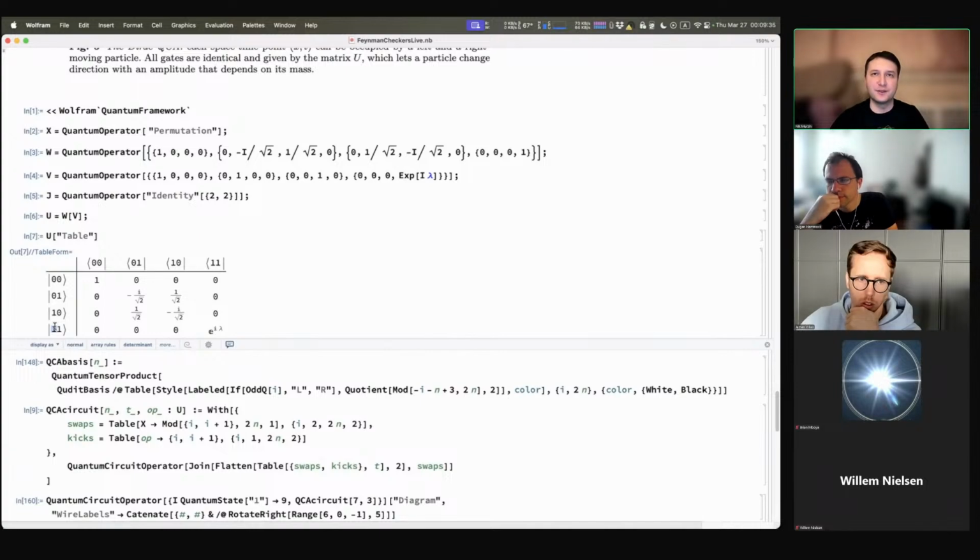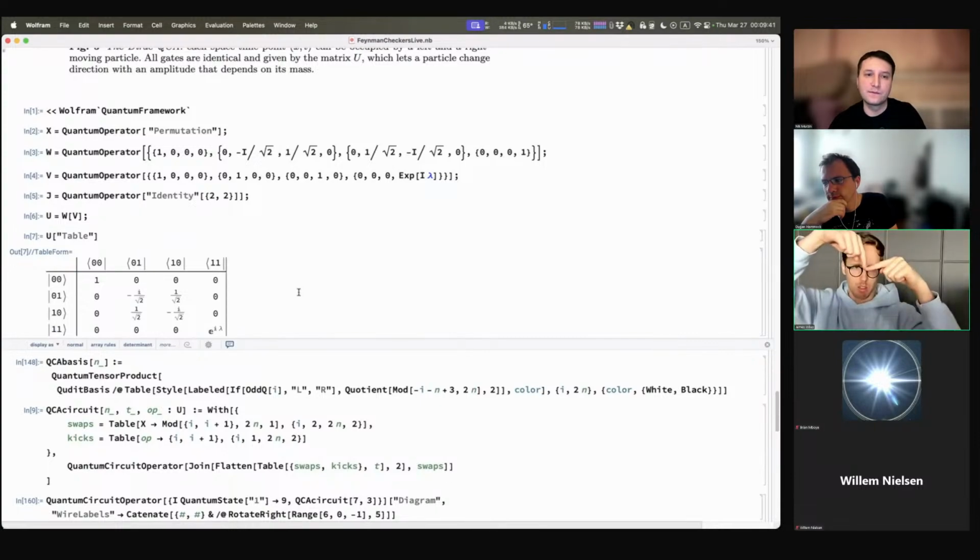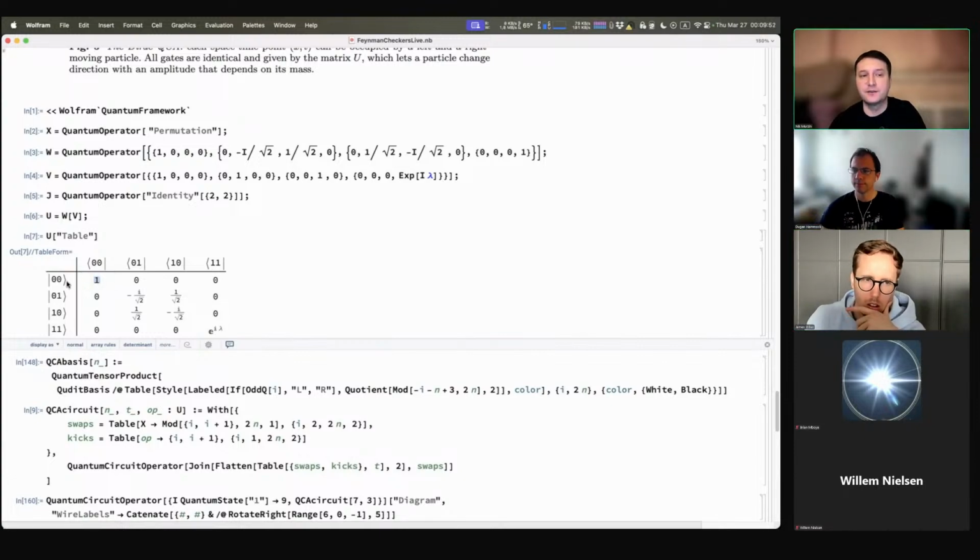That's the only way you can construct this. Yes, I'm just looking at the top left of the matrix. There's 0, 0, and 0, 0, and then those together make the 1 there. So is that just saying that nothing changes if you have no particles? This is the input, right? This is the output. So that's how you read it.